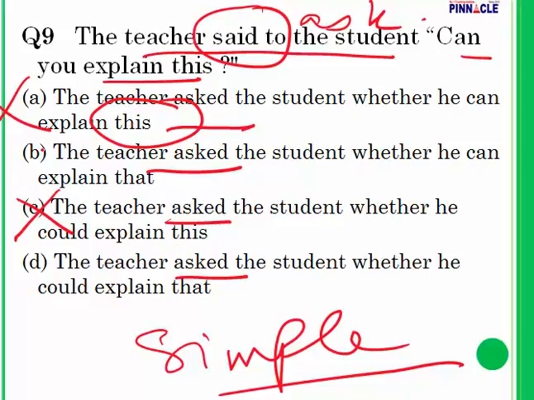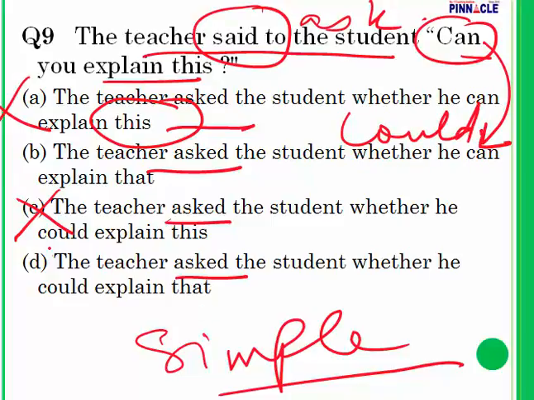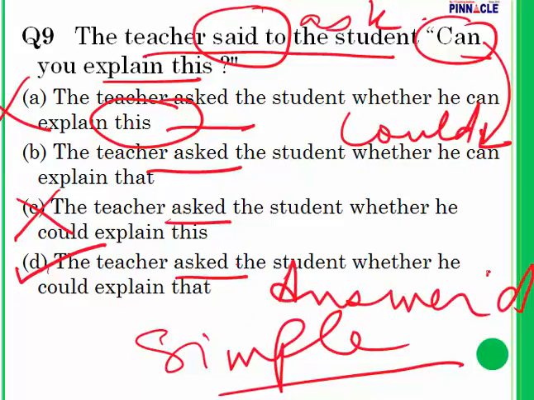What are we left with? We are left with B and D. The teacher asked the student whether he can explain that. Can has been used as it is, but the tense will change. So instead we have to use could. The teacher asked the student whether he could explain that. This is the right answer. So what is my answer? My answer is D.